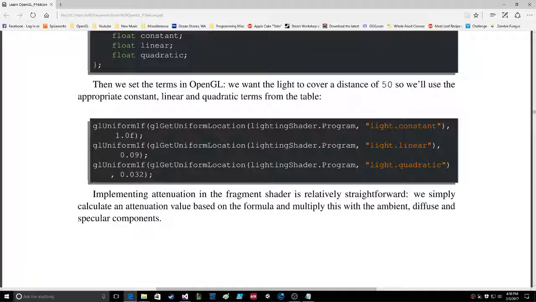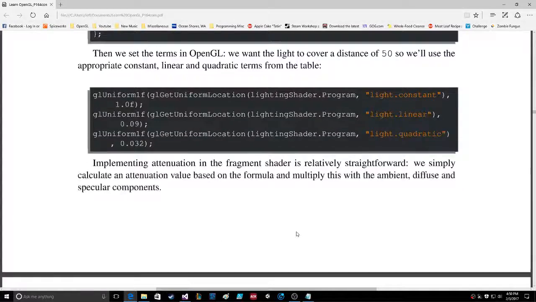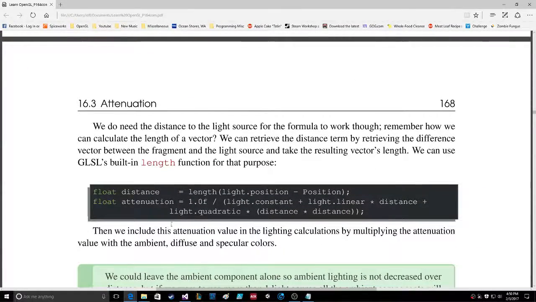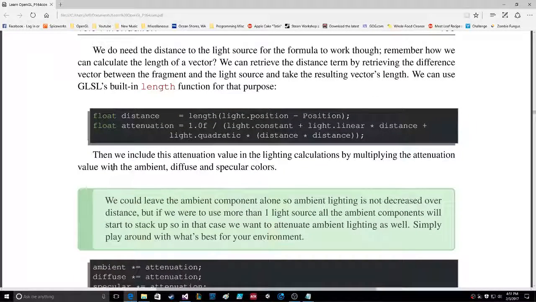Okay, glUniform1f, light constant, light linear, light quadratic, implementing attenuation. The fragment shader's calculations are simple. We do need the distance to the light source for the formula to work, though. Remember how we can calculate the length of a vector? We can retrieve the distance term by taking the difference vector between the fragment and the light source, and taking the resulting vector's length. We can use GLSL's built-in length function for that purpose. Then we include this attenuation value in the lighting calculations by multiplying.